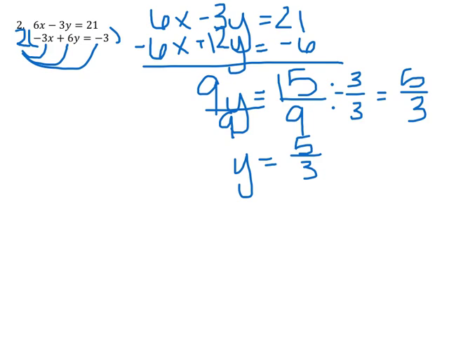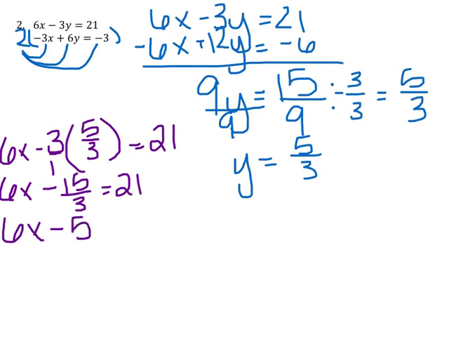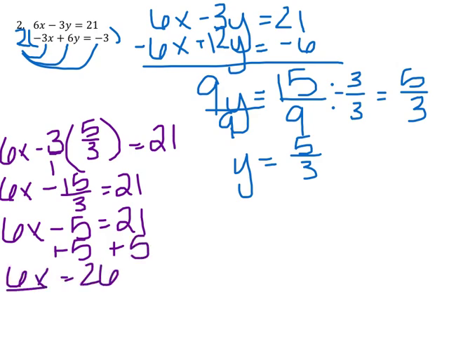So we'll take one of our original equations and plug it in. 6x minus 3 times 5/3 equals 21. So 6x, this is like 3 over 1, we'll multiply straight across, minus 15 over 3 equals 21. 15 over 3, that's just like saying 5, because that's 15 divided by 3. We'll add 5 to both sides. We have 6x equals 26. Divide by 6.